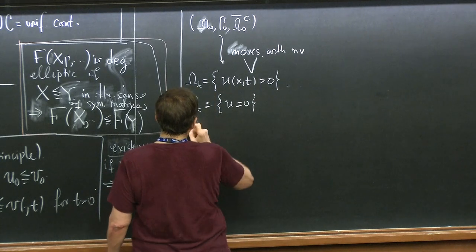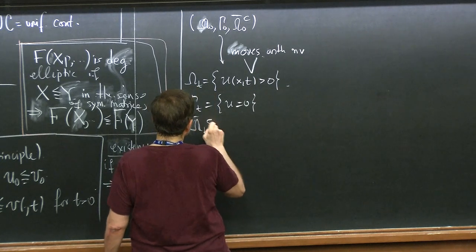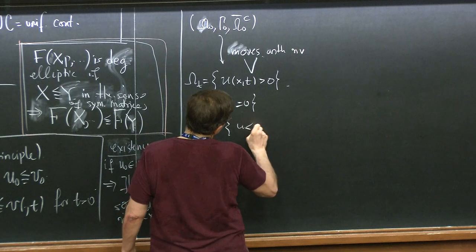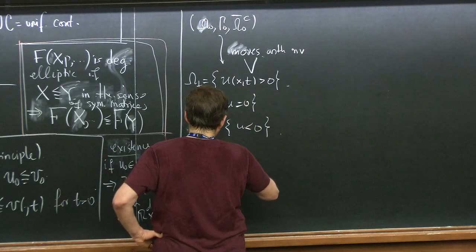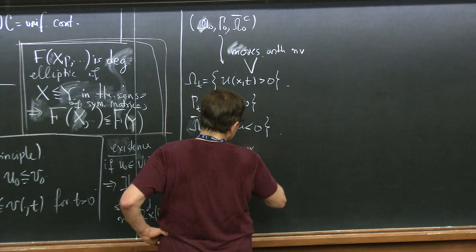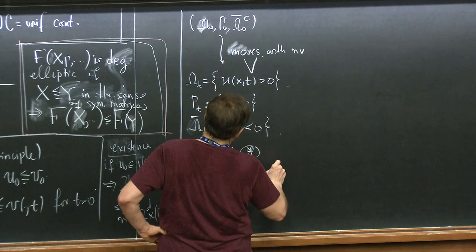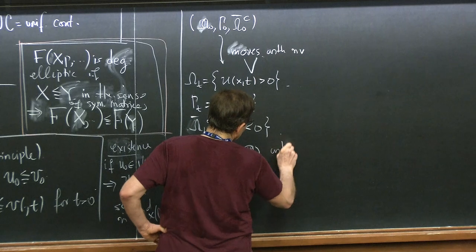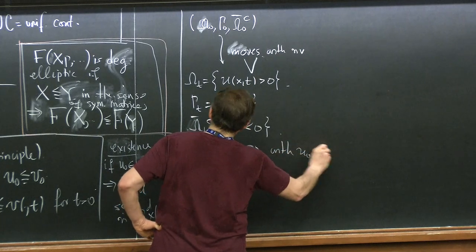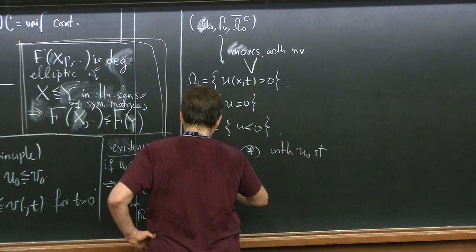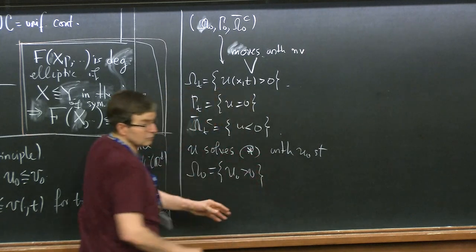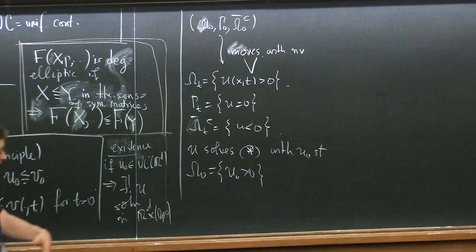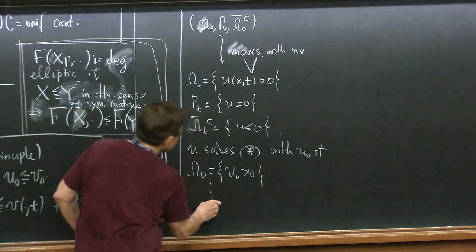and gamma zero and omega zero are clearly that, and u solves star with u0 such that omega is zero. So I'm going to write this. I'm going to start abbreviating this thing now. I'm not going to continue rewriting these three things.